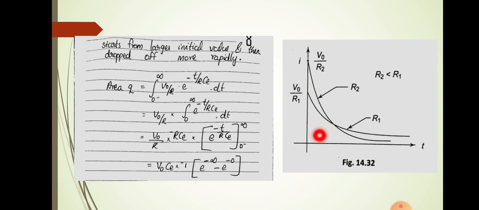You know that current is equal to q by t. Rate of change of charge is current. So when you multiply current by time, it will give charge. So the area under this curve represents the charge.